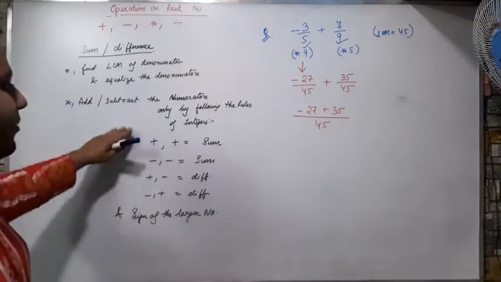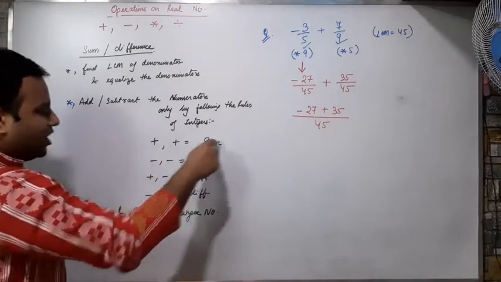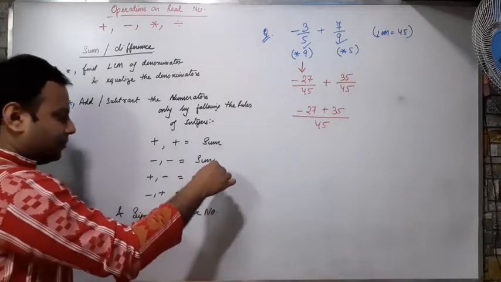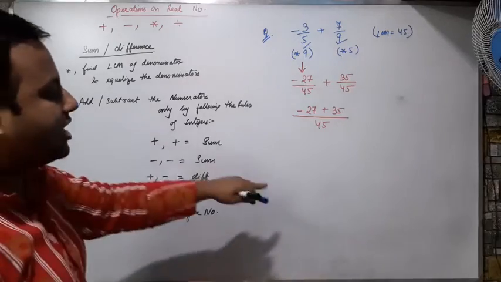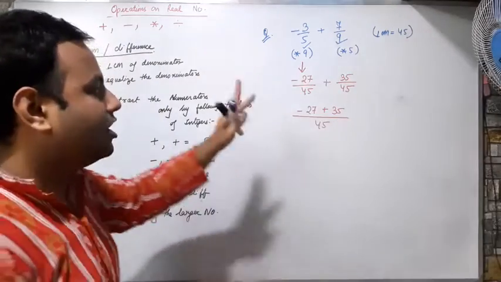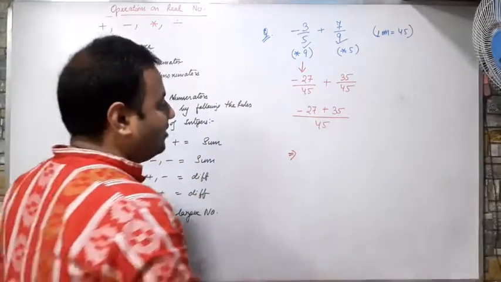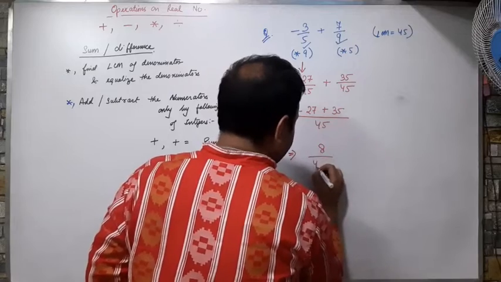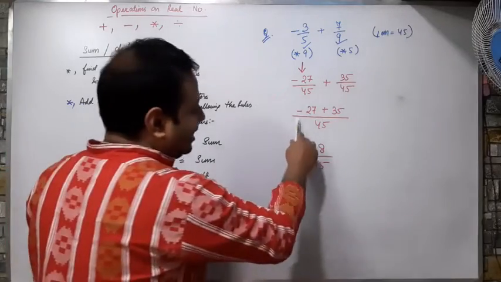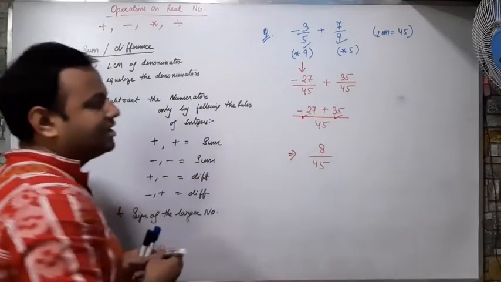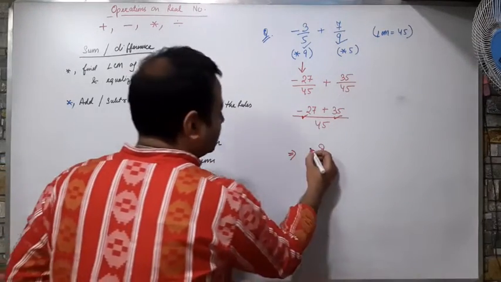So I will apply this rule. What is the rule? If both are plus, then I will find the sum. If both are minus, I will again find the sum. But if one is plus and one is minus, then I will find the difference. So here also one is positive and one is negative, so I will find the difference. The difference of 27 and 35 is 8. And finally, I will put the sign of the larger number. Which is larger, 27 or 35? Of course 35 is larger, so I will put the sign of 35, that is plus.